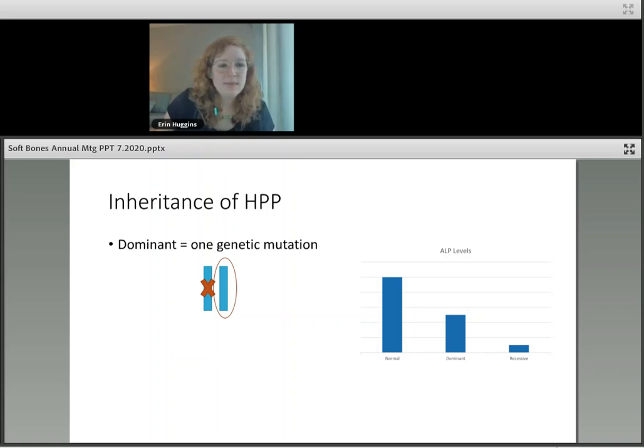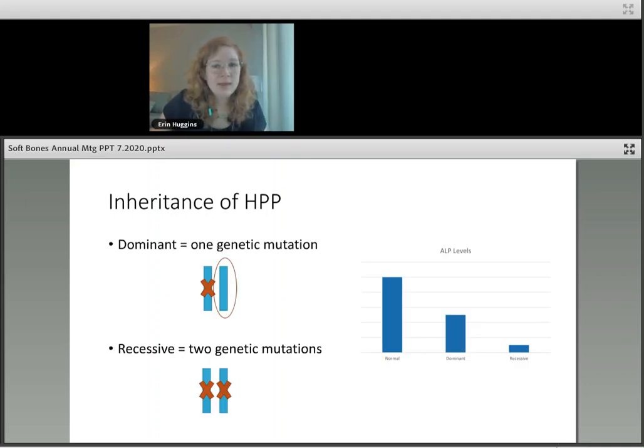Okay, so I'm going to talk a little bit about why we can see differences between dominant and recessive HPPs. So I want to go back to my little graph here where we've got a dominant condition. So in the case of dominant HPP, you have the 1 gene mutation, and you still have 1 copy of the gene that's working. Okay, so you have at least 1 copy that's producing some normal ALP. Okay, and then in recessive conditions, when there are 2 copies, you don't have any normal copies of that gene. So you theoretically don't have any normal ALP.